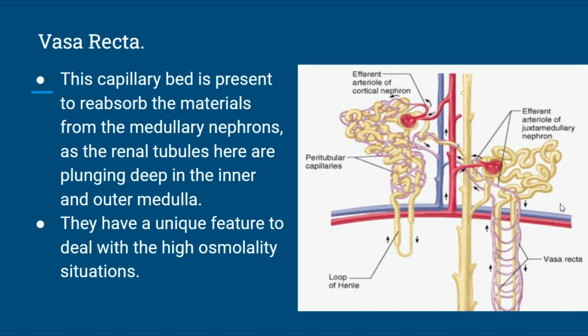So over here you see two different nephrons. So you see this is the cortical nephron. You see the loop of Henle, it's traversing a little bit into the outer medulla. But if you look at the juxtamedullary nephron, you see the loop of Henle is going deep into the inner medulla. So this capillary bed is called the vasa recta, and they have a unique feature to deal with the high osmolality situations.